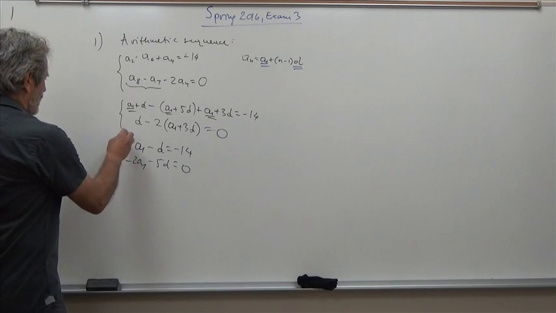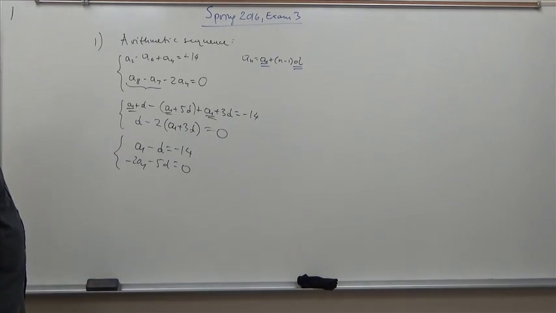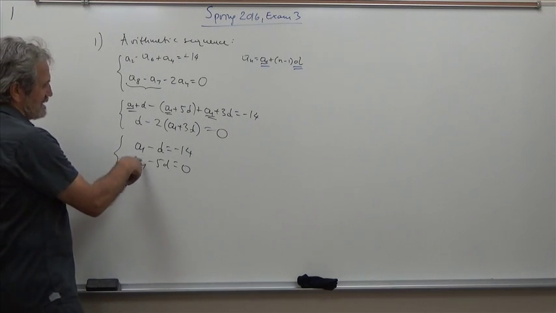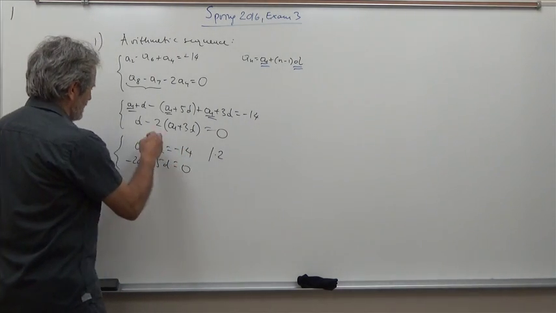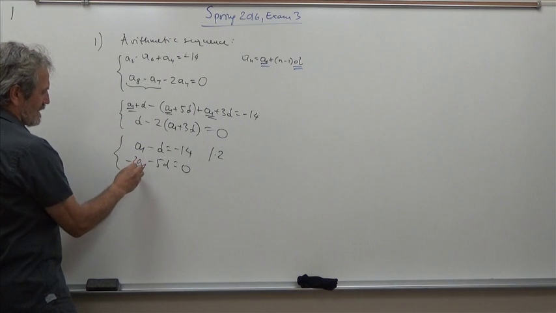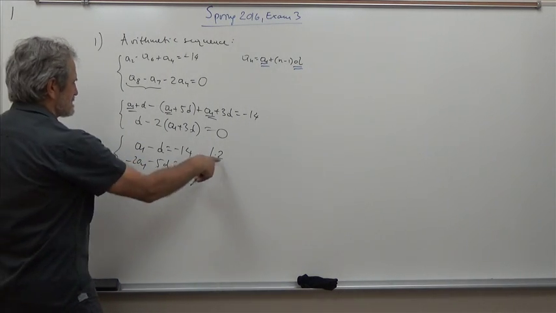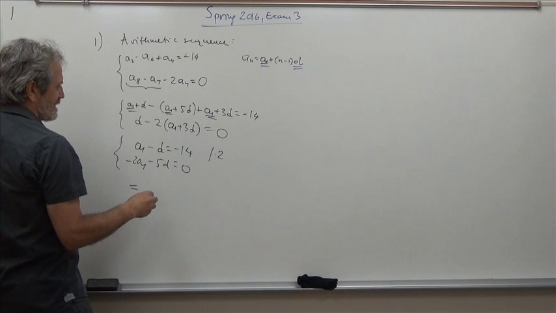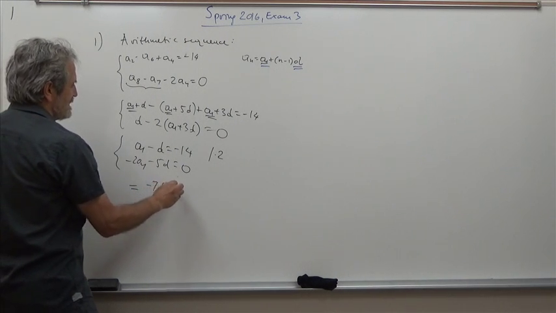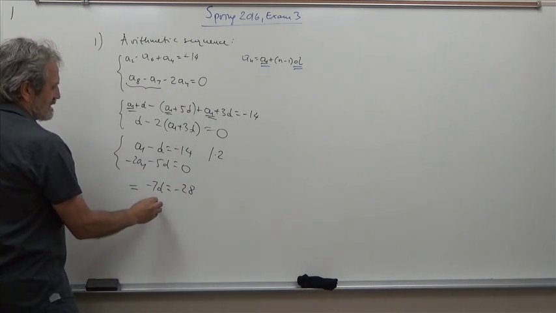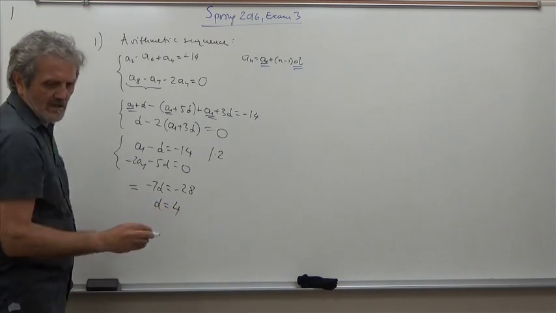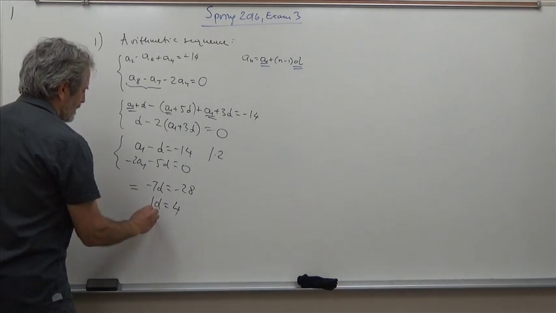Right, so what do we do here? Then we solve this system. The easiest way I would say is just to eliminate a1, multiply this by 2 and add it up. So 2a1 minus 2a1, a1 disappears, minus 2d and minus 5d is minus 7d, minus 28 and 0 is minus 28. So from here we get d equals 4.